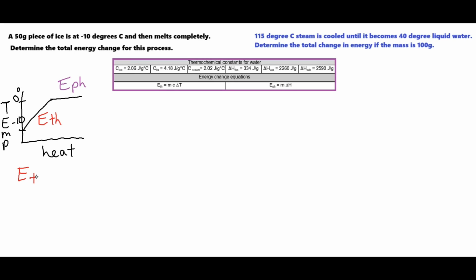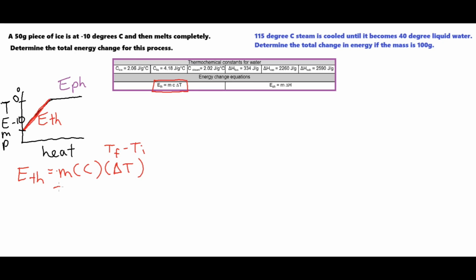So E_TH, and we have that formula right over here, is mcΔT. So m is the mass of the substance, C is the specific heat value, which we'll talk about in a moment, and then ΔT is the change in temperature, which is always the final temperature minus the initial. Now, if we're taking a look at just this portion of the graph right over here, we can go ahead and start plugging in our values.